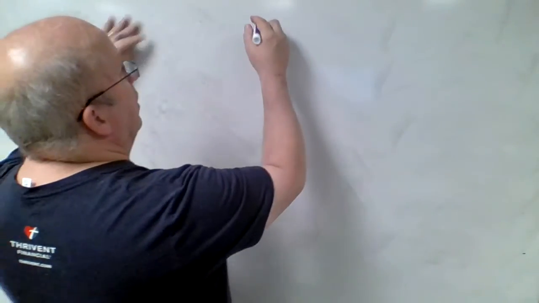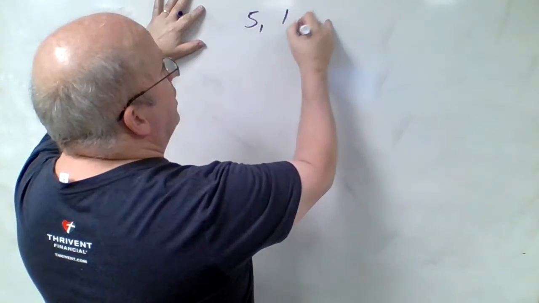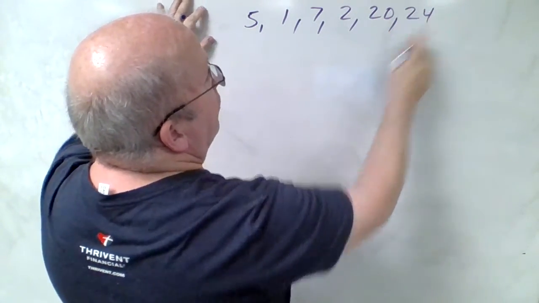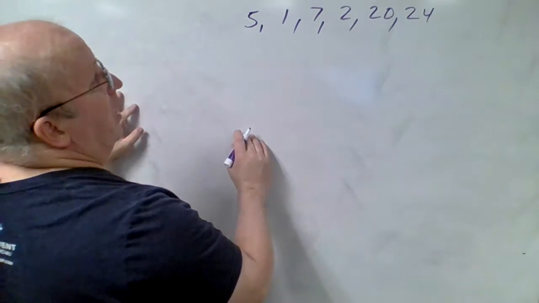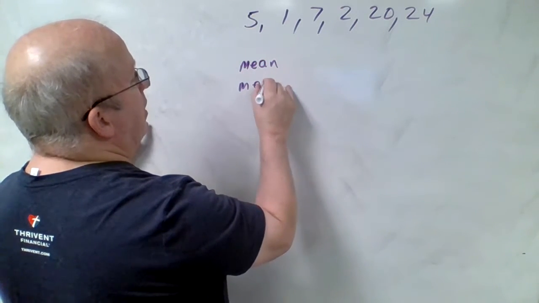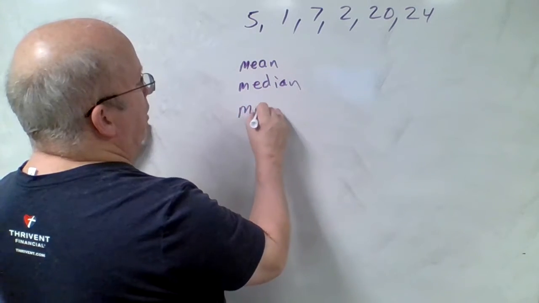7 and 8, they're looking for you to find mean, median, and mode of each set of data. So in other words, problem 7 has 3 answers, and problem 8 has 3 answers. Go ahead and use a calculator if you need to on those. Let's review a little bit. What if I had the following numbers? 5, 1, 7, 2, 20, and 24. If I wanted to find the mean, the median, and the mode, how would I do that?